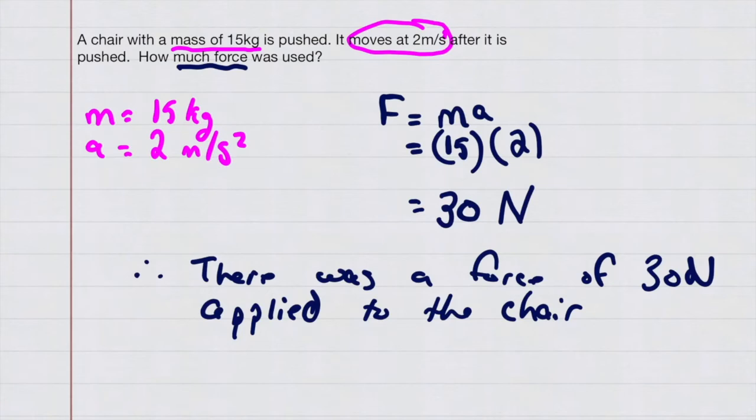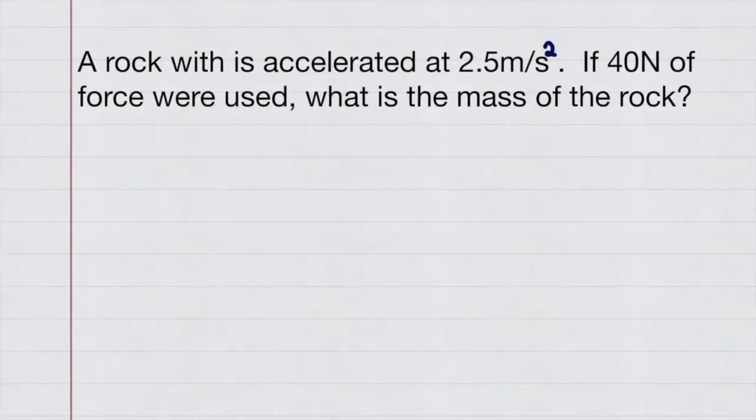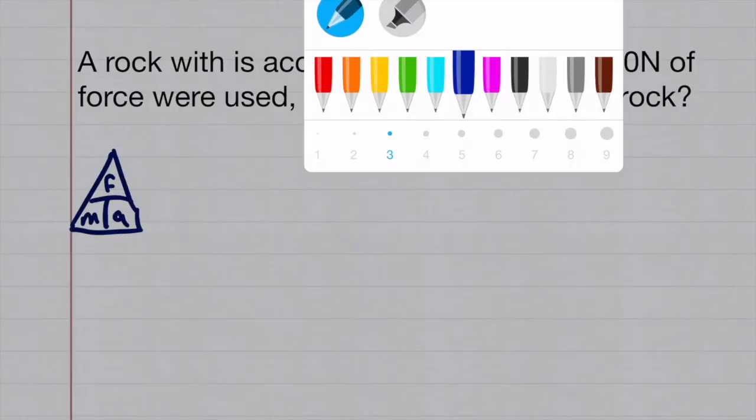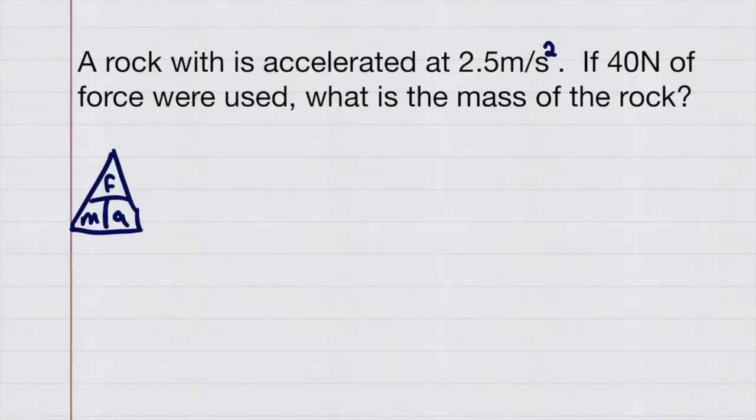So we're going to move on and take a look at another question here. And I'm just going to draw out my force triangle to help me out with this. So I know that force is equal to mass times acceleration. I'm going to change to a different color here for a couple of things. So again, a rock was accelerated at 2.5 meters per second squared. So I know that my acceleration is 2.5 meters per second squared.